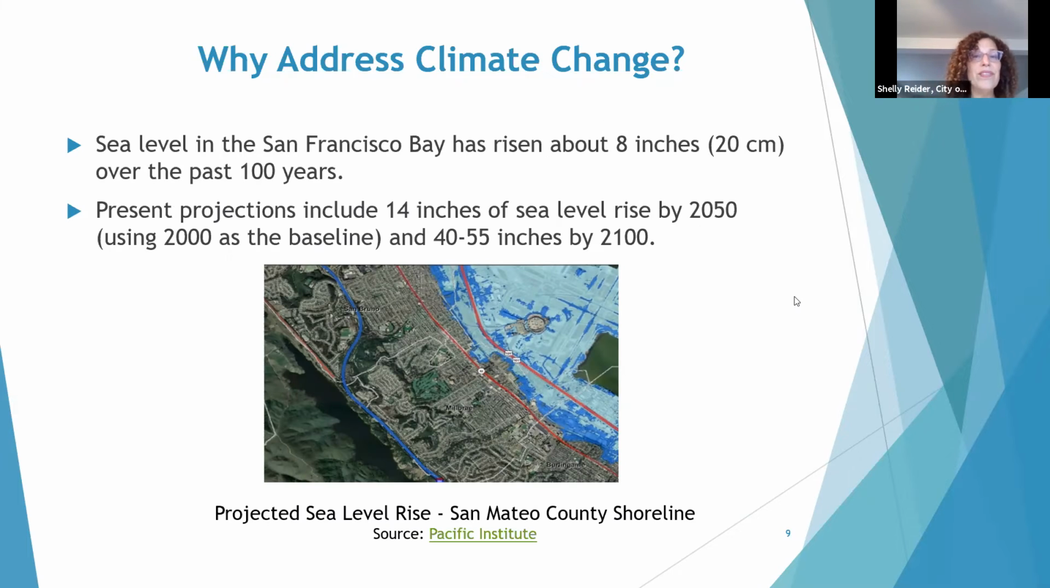Sea level in the San Francisco Bay has risen about 8 inches over the past 100 years, and the projections include 14 inches of sea level rise by 2050 and 40 to 55 inches by the year 2100.